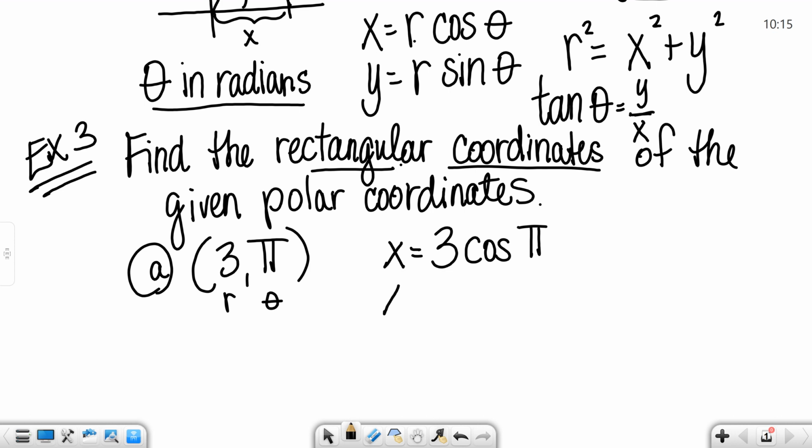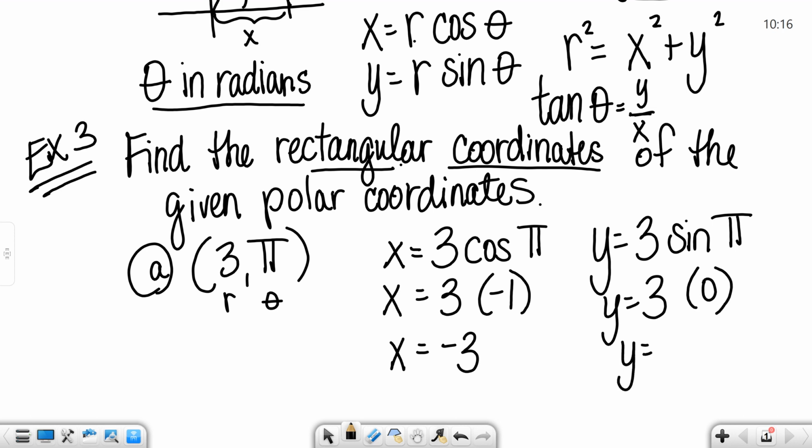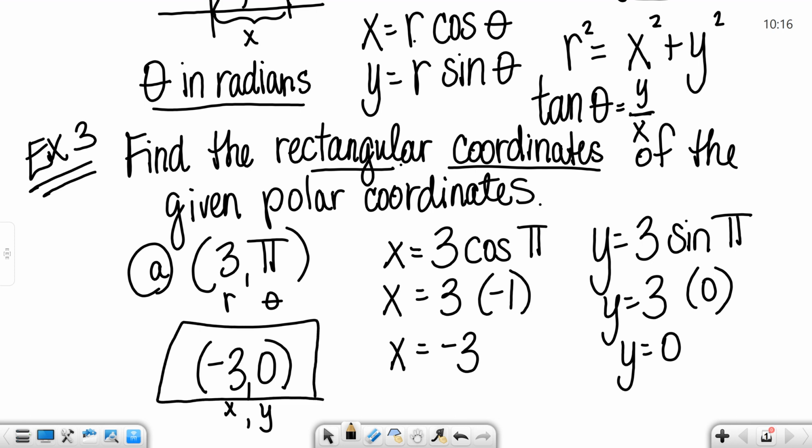Now, we don't just leave it like that. We actually do it. We can do the cosine of pi. That's -1 from my unit circle. So the x value is -3. Y is r times the sine of theta. So we do the sine of pi, which is 0. And so y equals 0. So the answer for this problem in x, y would be the ordered pair -3, 0. That would be our rectangular coordinates, -3, 0.